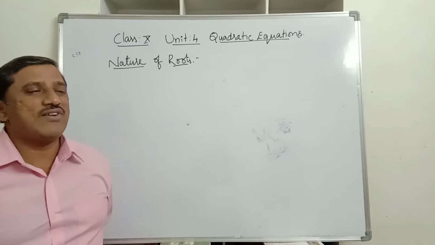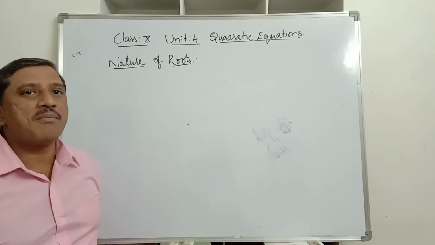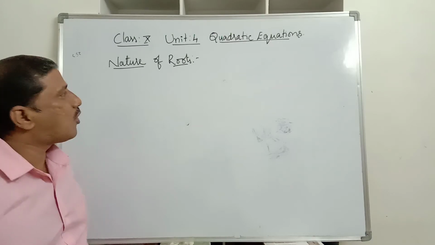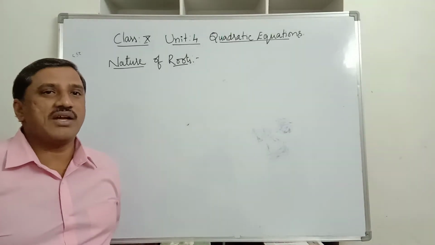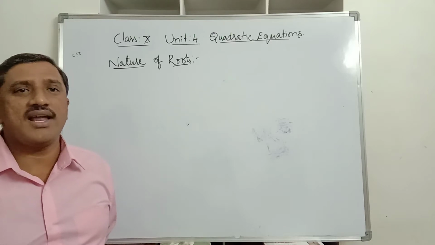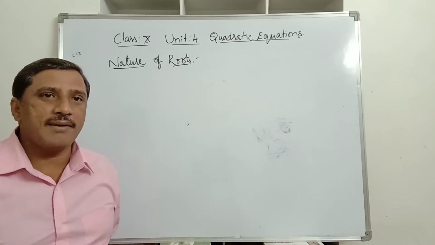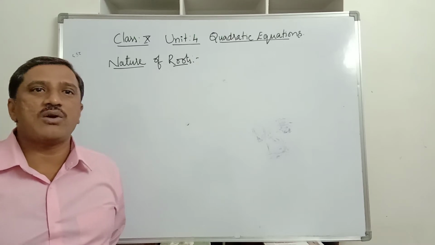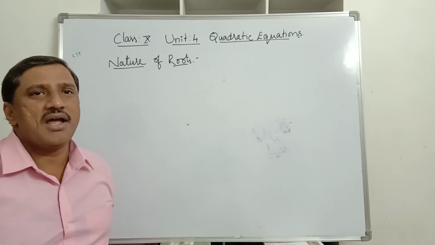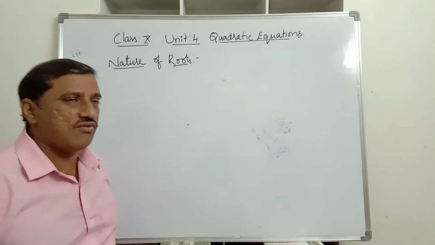In the last class we discussed the quadratic equations chapter. In the quadratic formula we studied how to derive it and how to use it to find the roots or the solutions of a quadratic equation. That is, x is equal to minus b plus or minus square root of b square minus 4ac, divided by 2a. That formula is known as the quadratic formula.